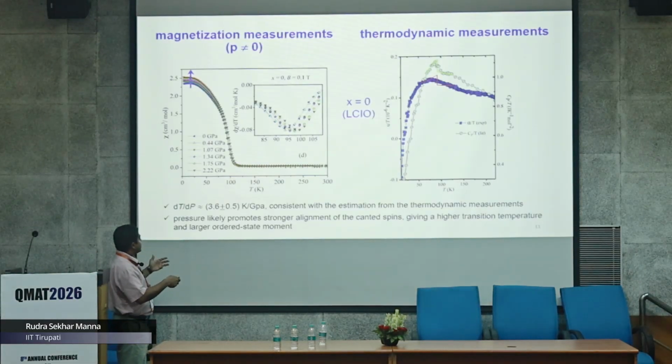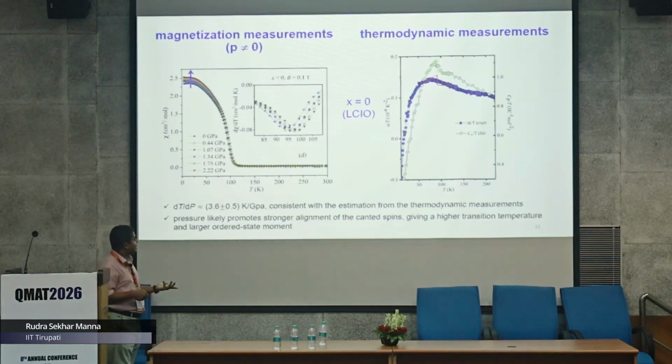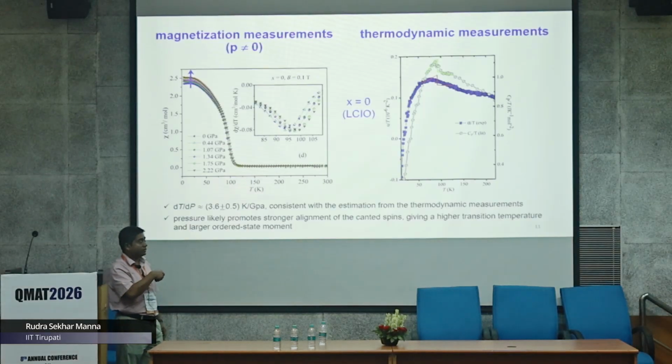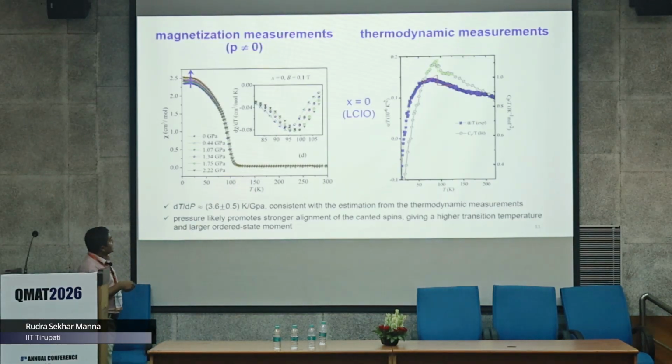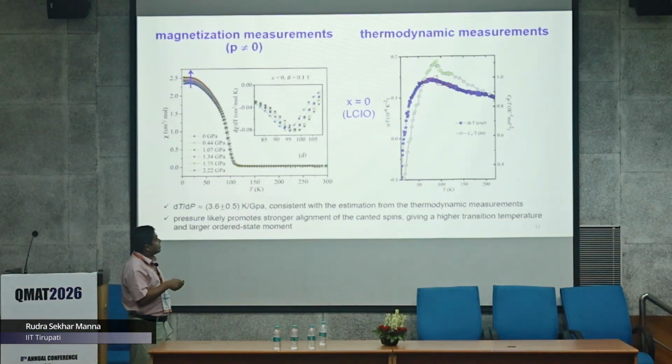Of course, if you have an even higher pressure, which is practically challenging, then you can in fact have an even higher temperature. Now, we also did thermodynamics, just to cross-check whether what we are doing is correct or not.